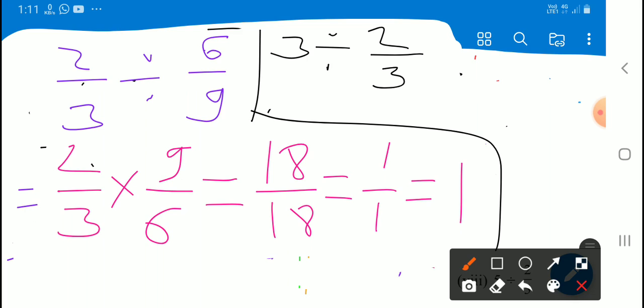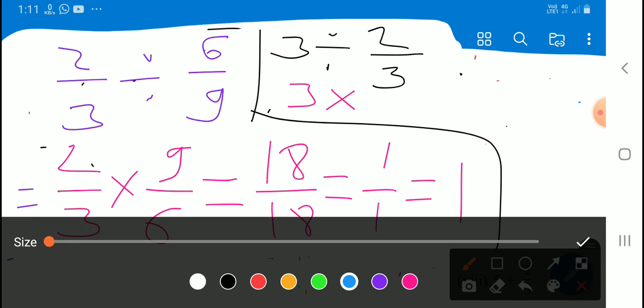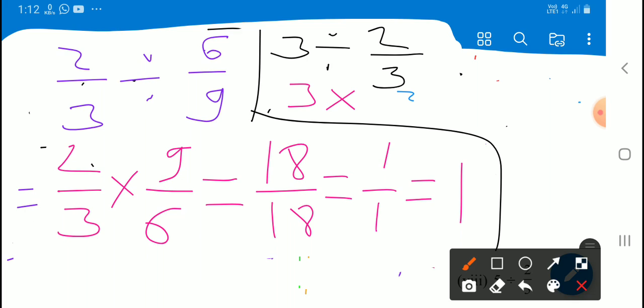Now the first number I will write as it is, that is 3. Then I will multiply by the second number's reciprocal, which is 3/2. Here there is no number, so the number is 1. You can write it or not, no problem. Now multiply numerator by numerator. 3 3s are 9 and 2 1s are 2. Like this way you have to solve the practice set in your notebook.